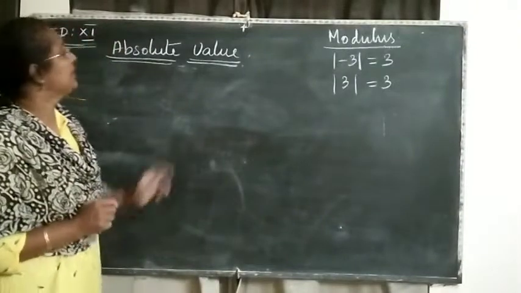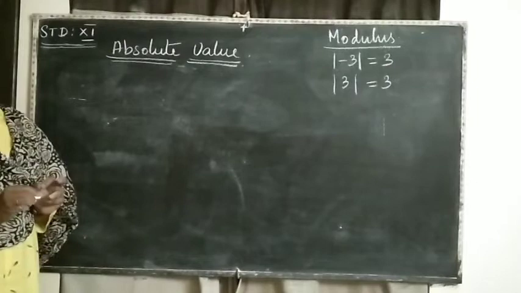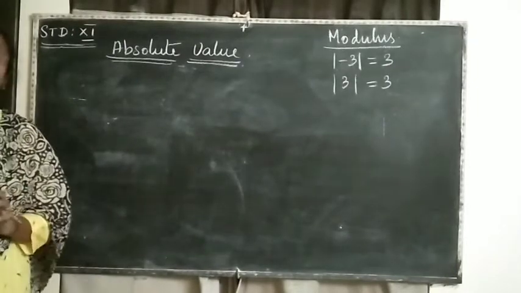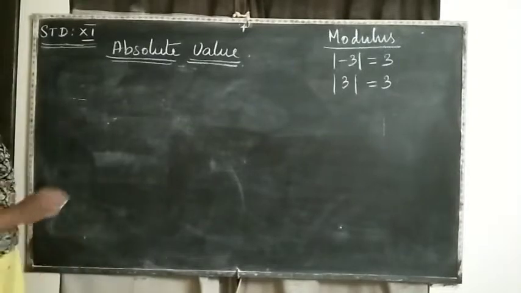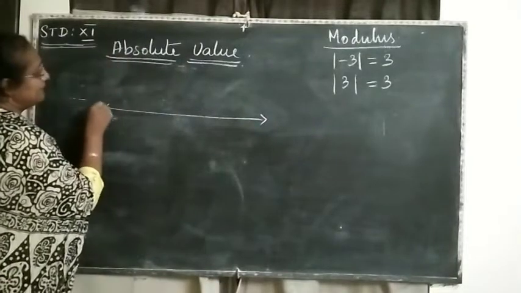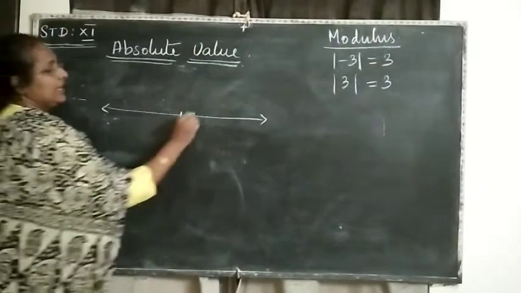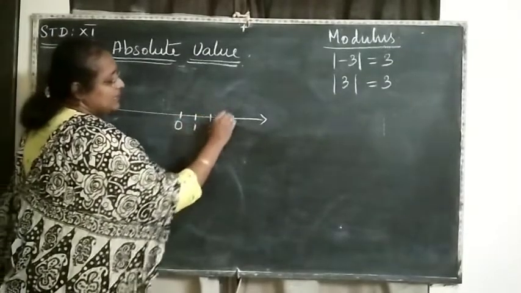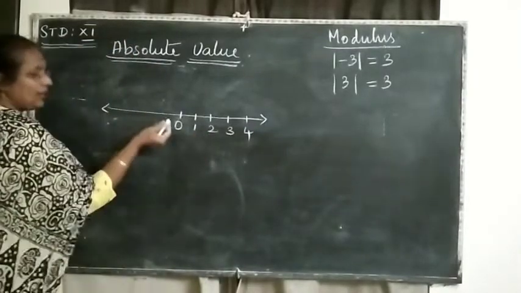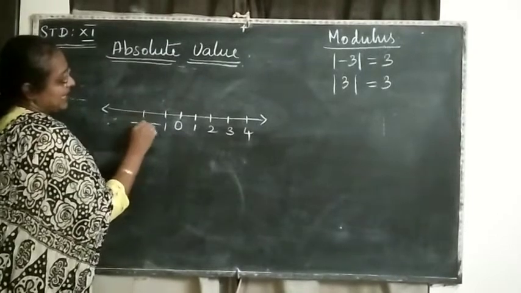Now listen. What is meant by absolute value? Listen very carefully. If you understand the concept, then the exercise sums will be very, very easy for you to work out. You know that numbers are represented on the number line. We name the numbers towards the right side of 0 as positive numbers. We name the numbers towards the left side of 0 as negative numbers.